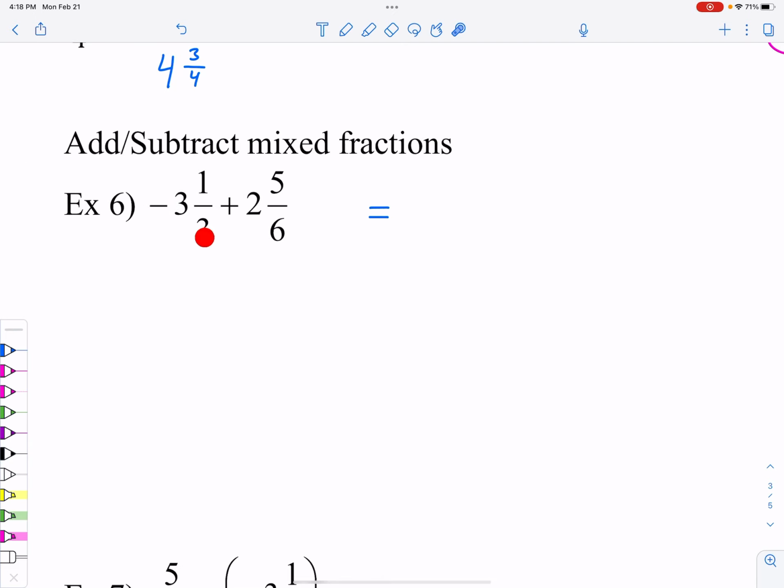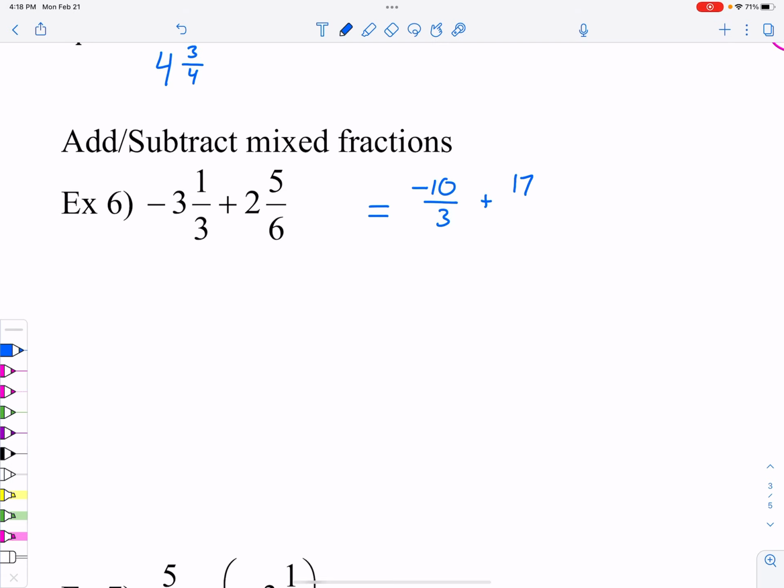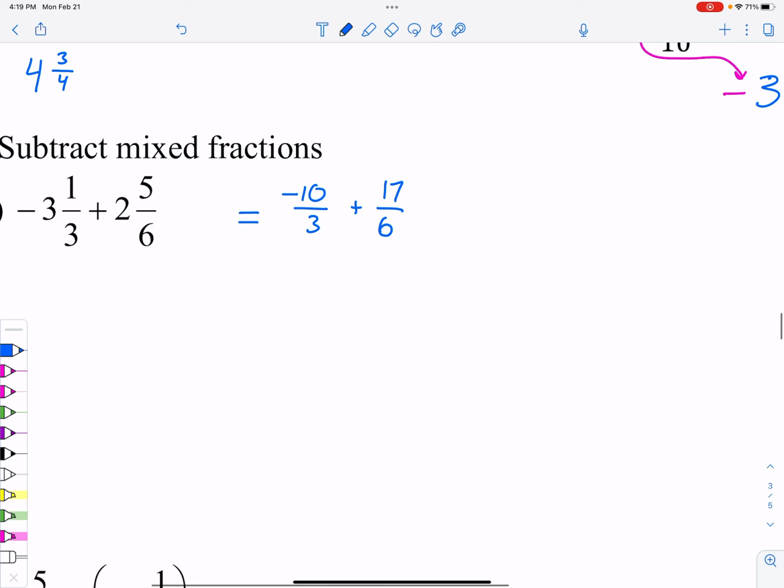So this one, we have 3 times 3. Remember, we're ignoring this for now. So 3 times 3 is going to be 9. And then adding this one makes it 10. So we have negative 10 over 3. Next we have 2 times 6. That's going to be 12. And we're going to add our 5. So it makes 17. So 17 over 6. So we've gotten rid of our mixed fractions.